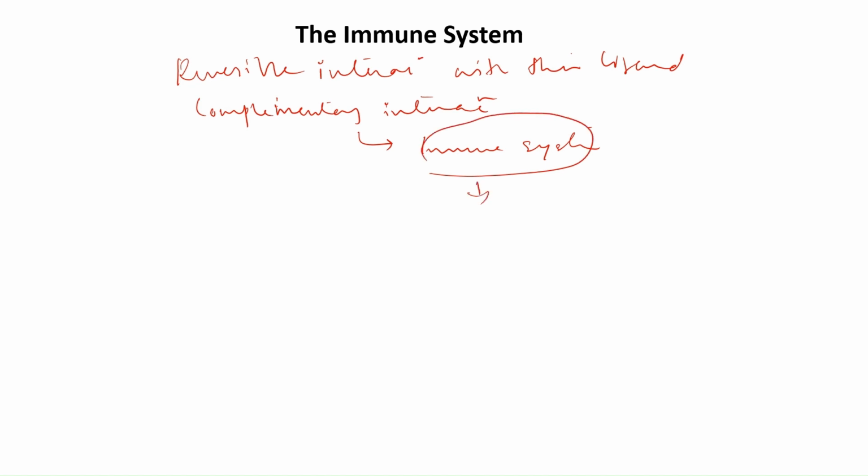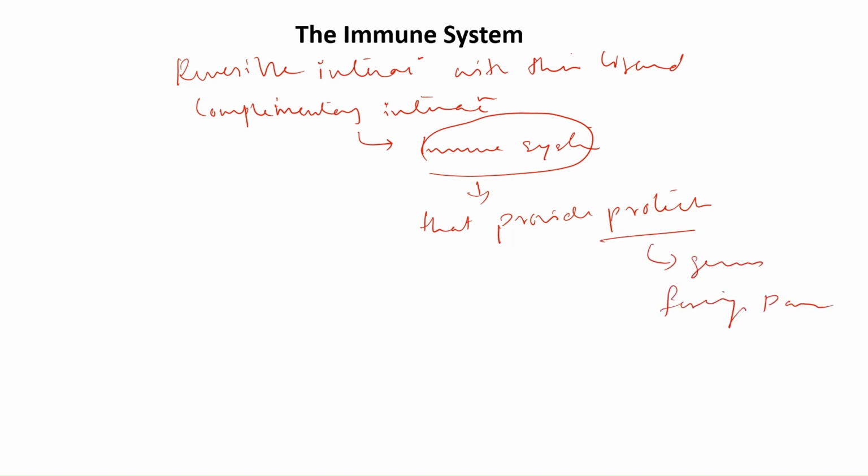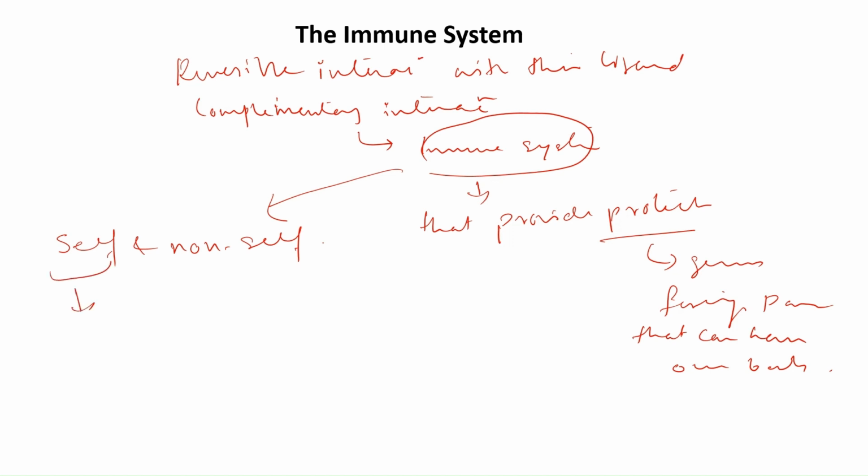The immune system is the system that provides protection from germs or any foreign particles that can harm our body. So, it is very important for the immune system first to distinguish between self and non-self. That means which molecules are of our body and which molecules entered from the external environment. So this discrimination is very essential for the immune system. After discriminating the non-self parts, it should kill that non-self part to protect our self part.